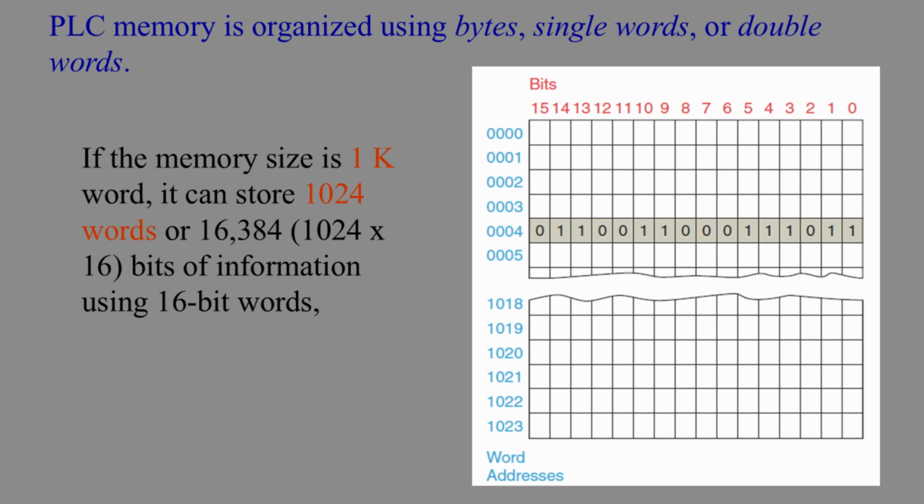For example, if the memory size is 1K word, that means it can hold 1,024 words. Since each word is made up of 16 bits, the total memory capacity in this case will be 16,384 bits. Each of those bits can represent a piece of information, such as the on or off state of a device. The diagram shows how each word is assigned a memory address, with the individual bits inside the word numbered from 0 to 15. This structure makes it possible for the PLC to efficiently organize and access information at the bit, byte, or word level.